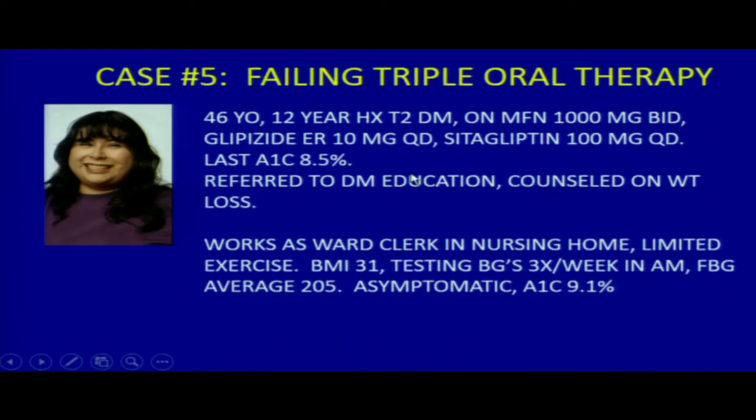And you sent her to education, you counseled her on weight loss. Unfortunately, she didn't lose too much weight. BMI is 31, blood sugar averages about 200, and the hemoglobin A1C is 9.1. This is about one third of the patients that we see in the clinic. So what do you do when somebody is on two or three drugs?